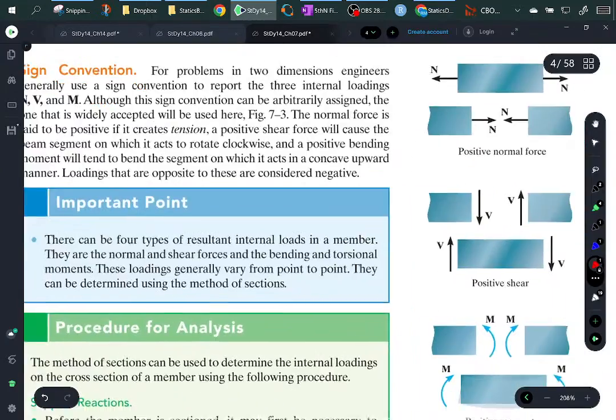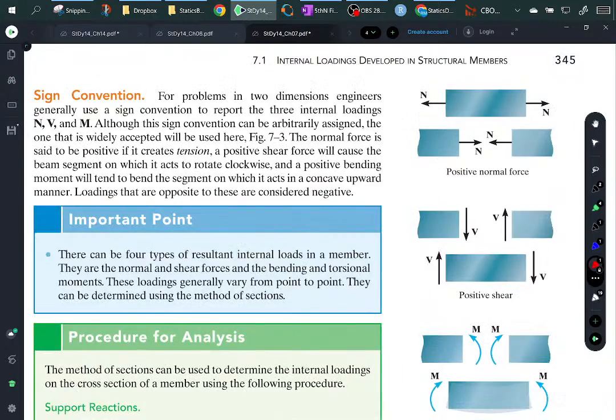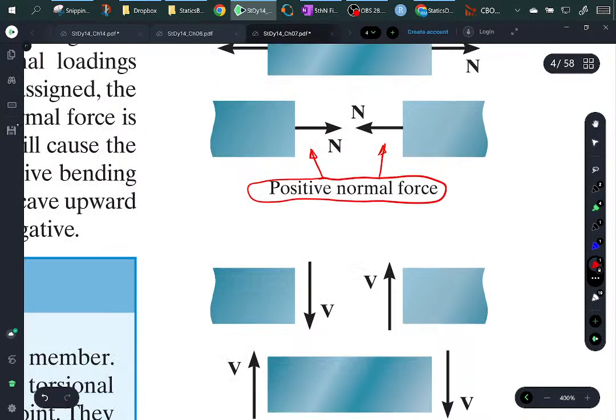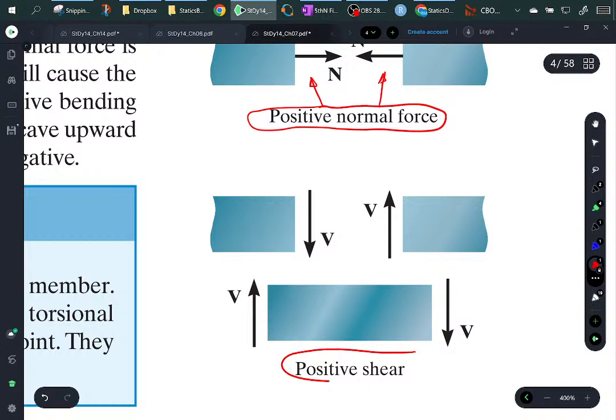Now this part right here is very, very important, and it will become more important when you enter mechanics of materials, and that is the sign. A positive normal force is a force like that. The positive shear is sometimes a part that a lot of people forget, including myself, so I will refer back to this one. And it is this way.